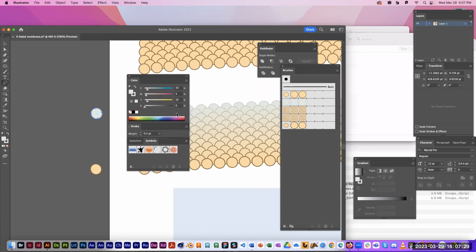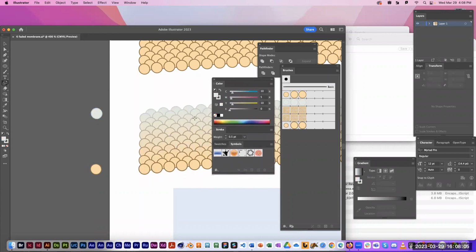If I look at my CMYK breakdown here, here's my tan ball. It's just 15 magenta, 40 yellow. My blue background is 10 cyan and 5 magenta. So this has got to be pretty close to 10 cyan and 5 magenta, but maybe with just a little bit of yellow added. So there it is, just 10 cyan and 5 magenta, but with a little bit of yellow thrown in, it's a slightly yellower version of that background color.